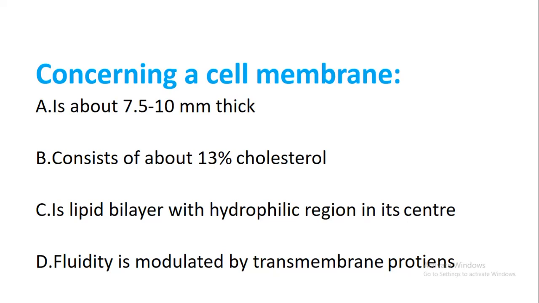The first question is concerning a cell membrane. You can see the answer is this one, but let's make sure that you take note of the mistake which was here. It is supposed to be nm, which is nanometer. When you talk of the cell membrane, it is just about 7.5 to 10 nanometer thick. That's the thickness of the cell membrane. As for what it consists of, according to the notes we said 2% of cholesterol, not 13%.